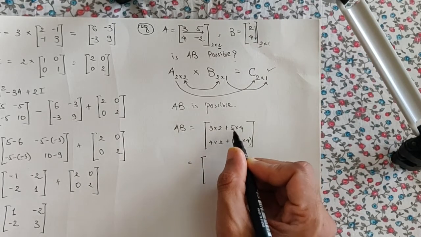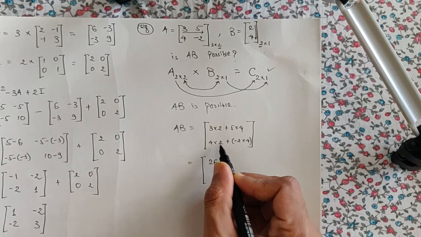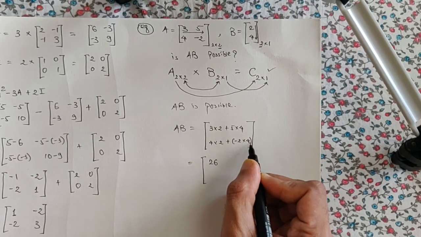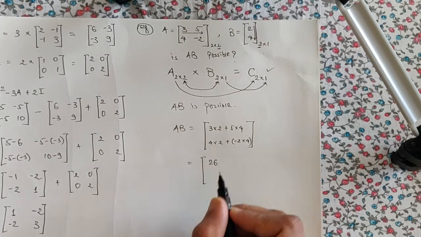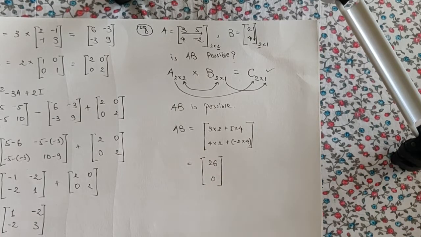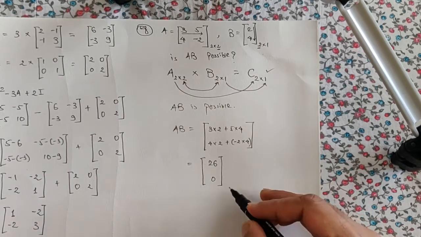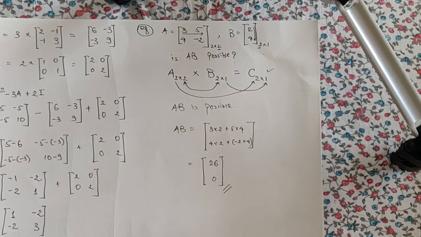3 2s are 6 plus 5 4s are 20, 26. 4 2s are 8 plus 4 into minus 2 is minus 8. If you add them, you will get 0. So the answer is 26 and 0. This is the answer, and AB is possible.